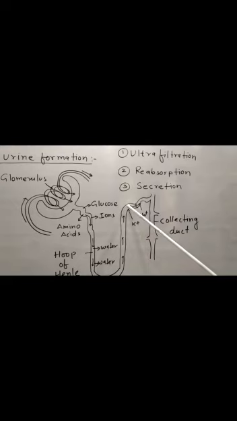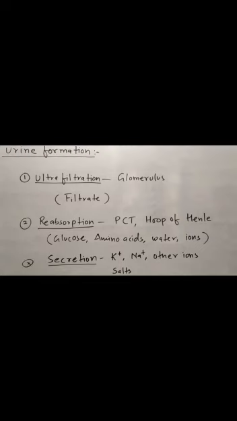When the filtrate reaches the last point, this is totally waste material, and this is now called urine, because most of the important substances are reabsorbed and only waste is remaining. Some other ions which are not required by the body are secreted into the urine. This process is called secretion, and this secretion takes place in the DCT part. And in the collecting duct, urine is collected and sent to the ureter. So these are the three major steps related to urine formation.